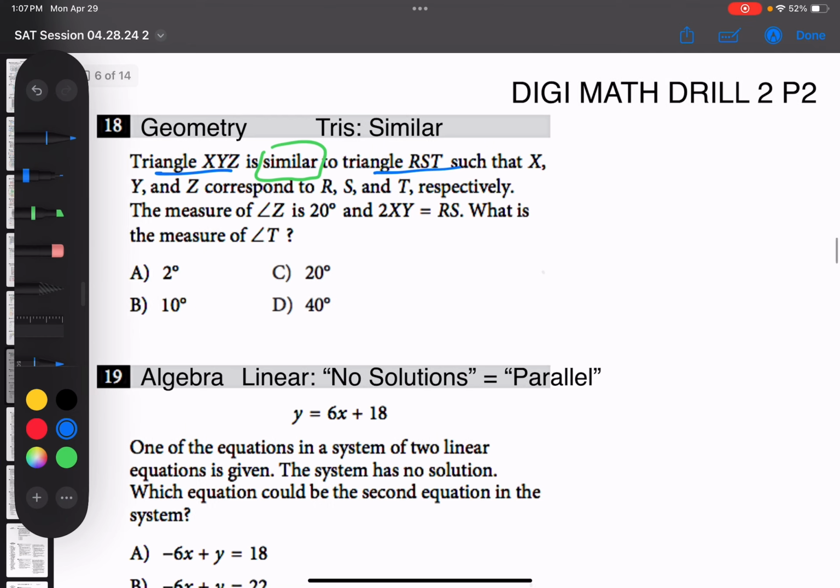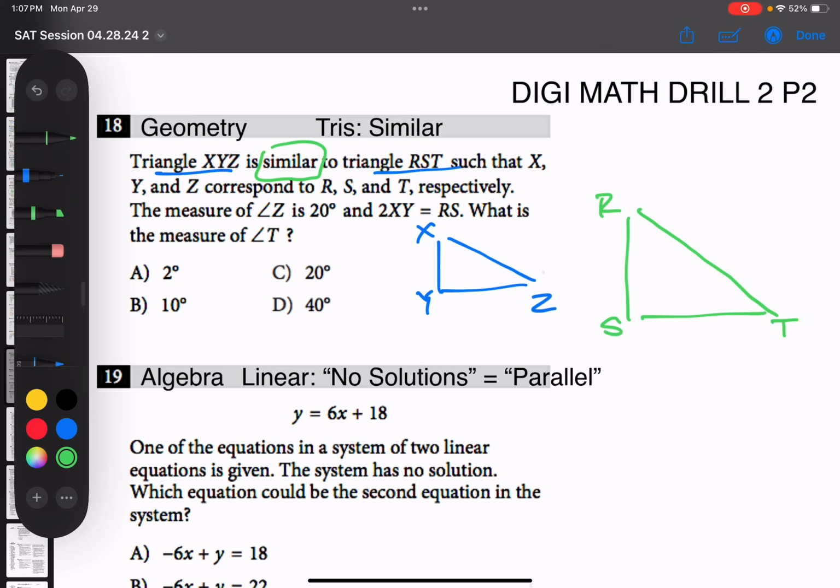All right, since they didn't give us the image, I'm going to draw XYZ, and I'll do this one in green. It could be bigger, it could be smaller, but again, they're proportional. Triangle RST. In the same direction that I wrote my XYZ, I'm going to do my RST. So X goes with R, Y goes with S, Z goes with T.